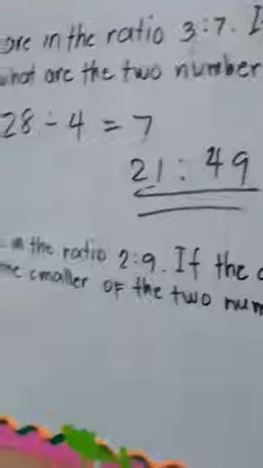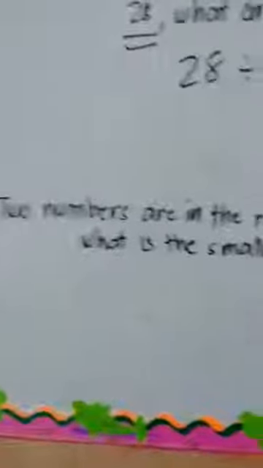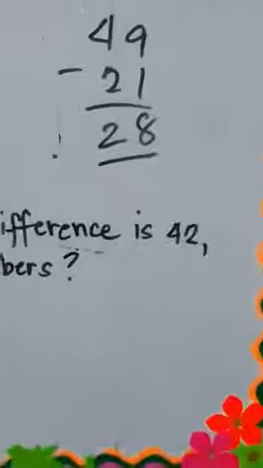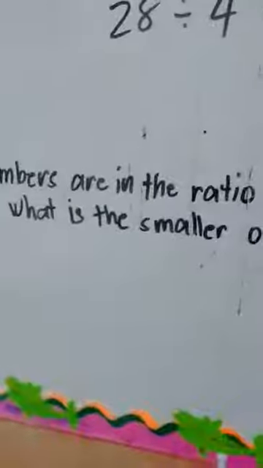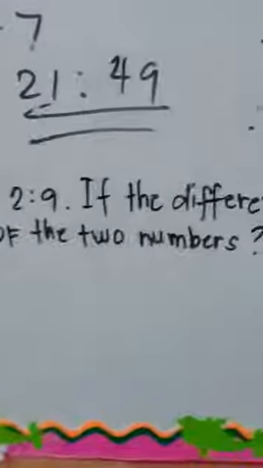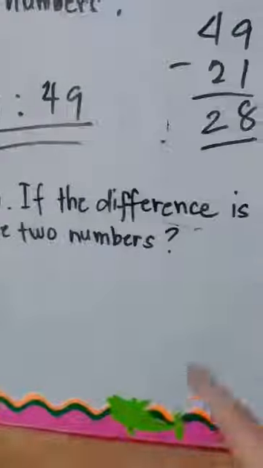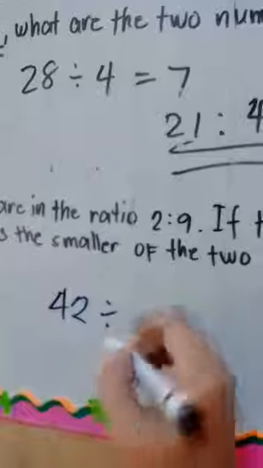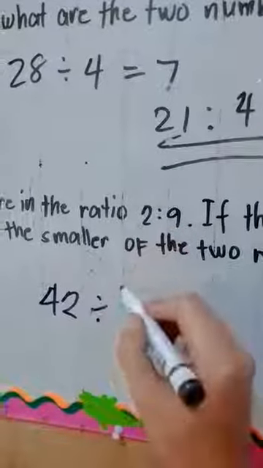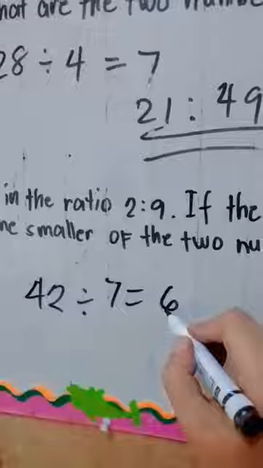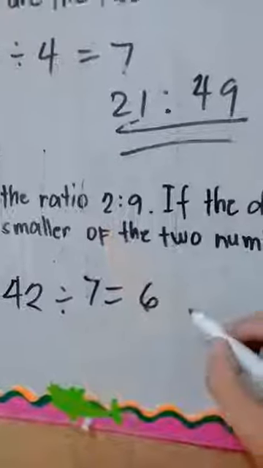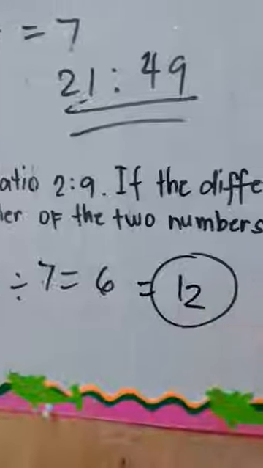The second example is: two numbers are in the ratio 2:9. If the difference is 42, what is the smaller of the two numbers? Just like number 1, the difference is 42, divided by the difference of 9 and 2, which is 7, equals 6. What we are looking for is the smaller number, which is 2. So 6 times 2 equals 12. So the answer is 12.